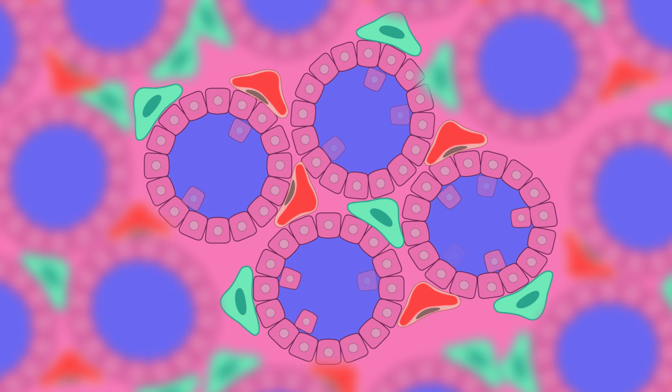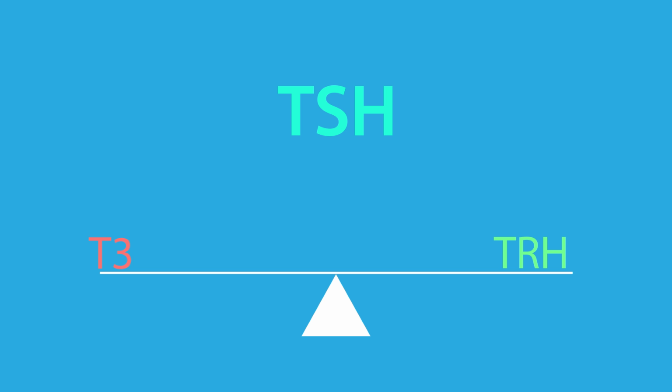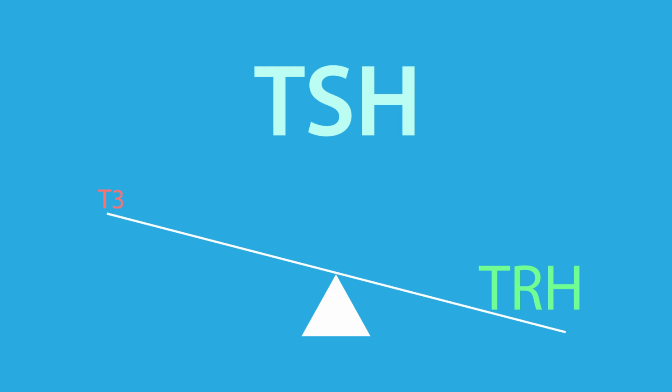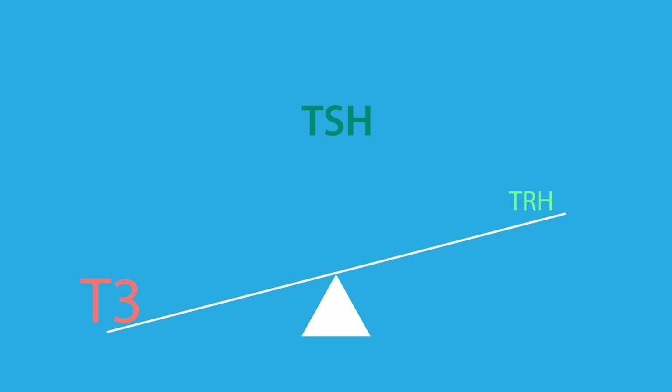It also promotes increased proliferation of follicular cells, which helps increase T3 and T4 production even further. This is called hyperplasia. So, how is plasma TSH regulated? Well, TSH synthesis and release are positively regulated by thyrotropin-releasing hormone, or TRH, and negatively regulated by T3.